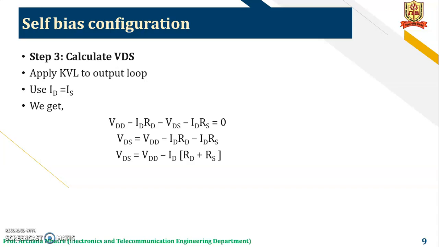Apply KVL to the output loop. Here we will use ID is equal to IS. So we'll get the equation VDD minus IDRD minus VDS minus IDRS is equal to 0. Rearranging this equation, we'll get VDS is equal to VDD minus IDRD minus IDRS. Therefore, VDS is equal to VDD minus ID into bracket RD plus RS.